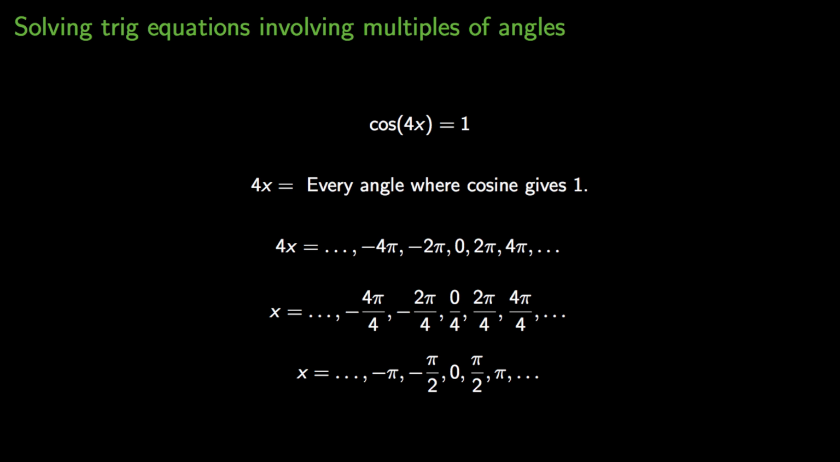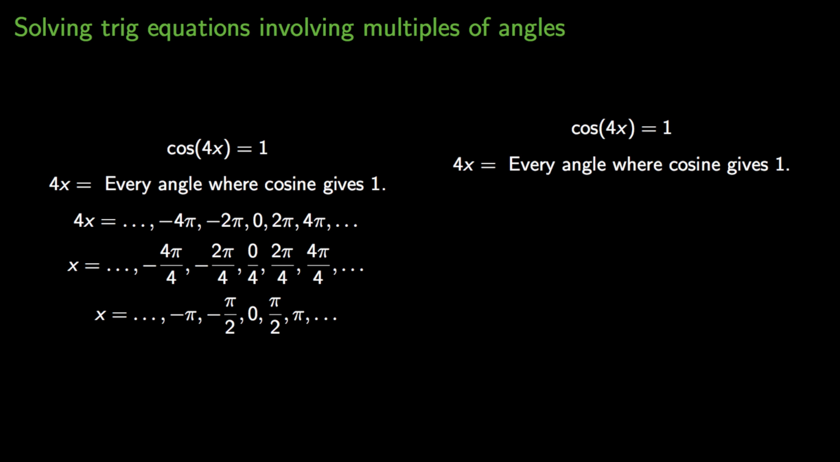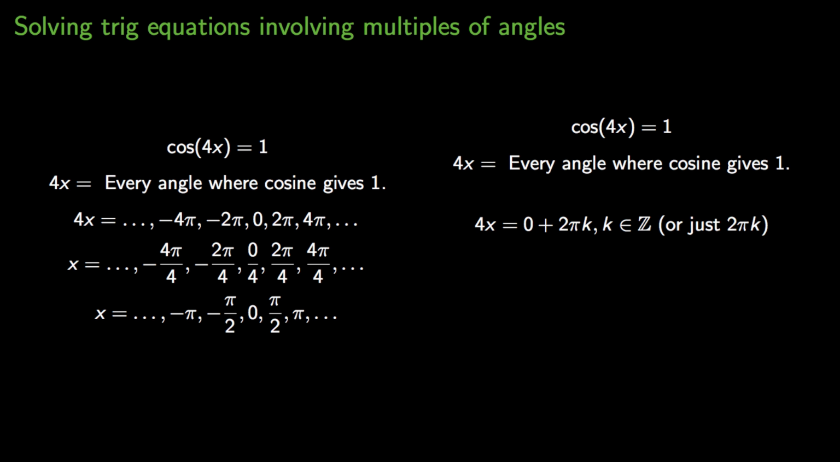If you're a fan of indexing notation, here's how you proceed. Here's my original way that I solved this equation, and I'm going to start the same way. I'm going to delete cos, and the 1 is going to turn into every angle where cosine gives you 1. And in indexing notation, that looks like 0 plus 2 pi k, where k is any integer. And you may notice you don't need to write 0 plus. You could just write 2 pi k if you wanted to.